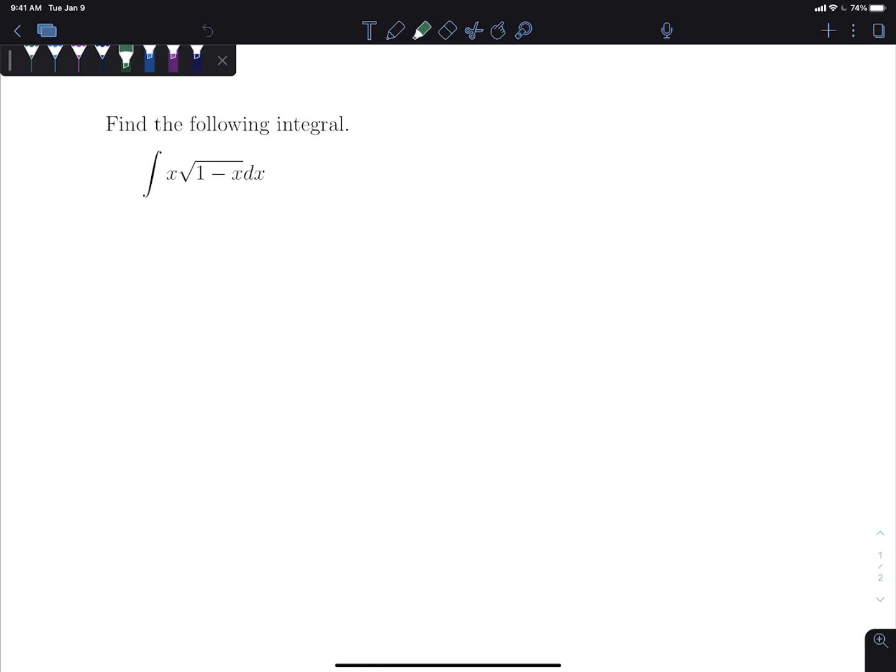and use substitution. So what I'm going to do is let u be whatever's underneath the radical, and it's called the radicand. So I'm going to let u equal 1 minus x.